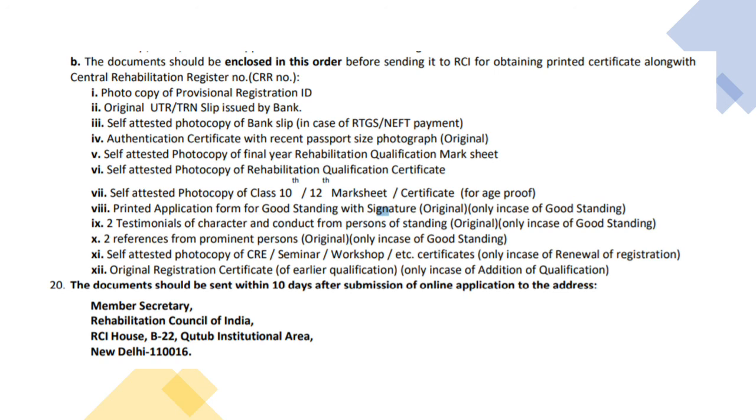So first one will be your provisional registration certificate, and then you will be attaching your authentication certificate and then self-attested copy of your RCI final year mark sheet of your degree program, and then your degree certificate self-attested, and then your self-attested photocopy of your 10th or 12th mark sheet. Okay, out of this only one is original, which is your authentication certificate. So the order will be followed.